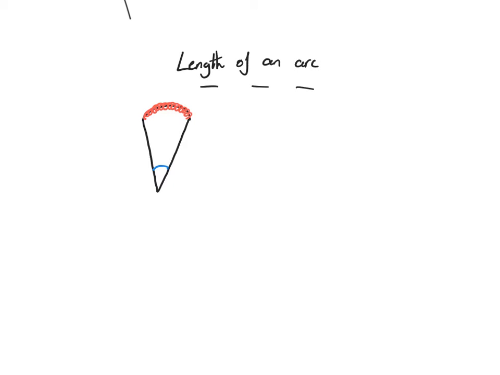Now to do so, there's a couple of things that we need. We need to know the angle in there. We'll call that theta just now, which is a Greek letter that we use for angles. So it's a circle with a horizontal line, and we'll need the radius.